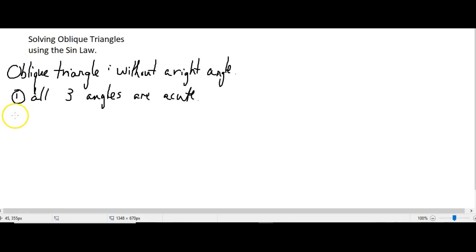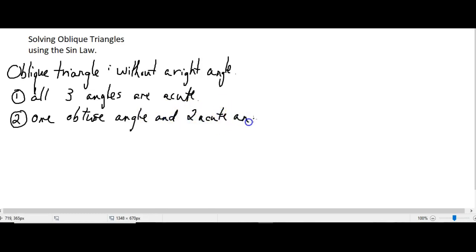The other option is that you have one obtuse angle and two acute angles. All right? So, obtuse means greater than 90, and therefore the other two angles would have to be acute because the sum of the angles in a triangle is 180 degrees. All right? So remember that.